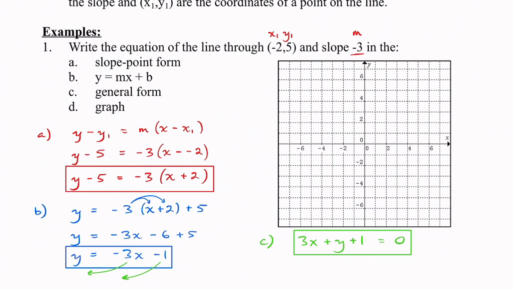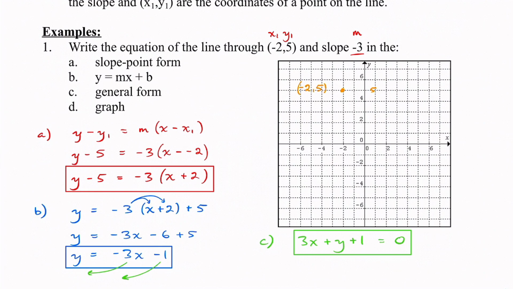So to graph it, we can just use the information we were given right here. I'm going to plot this point, -2 and 5. It's just like every time we've done our graphing, plot a point. So -2 and 5, that is right there. That's 5 up. So there's -2 and 5.